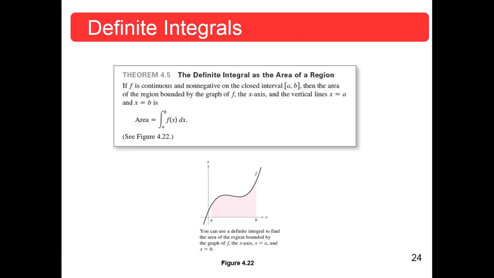The definite integral is the area of a region. If f is continuous, always has to be continuous, and non-negative on a closed interval a to b, then the area of the region bounded by the graph of f, the x-axis, and the vertical lines x equals a to x equals b is exactly that. Okay? That's what they mean, the area, as long as this is not negative.